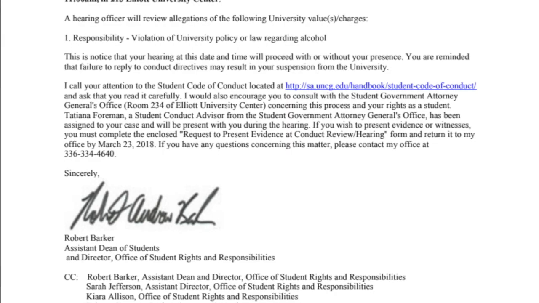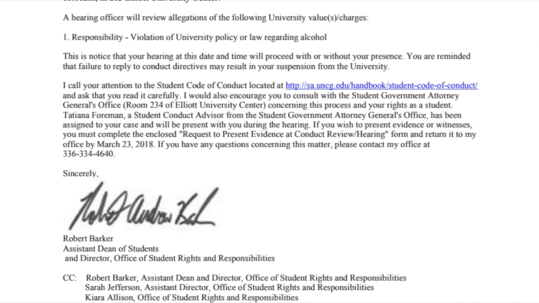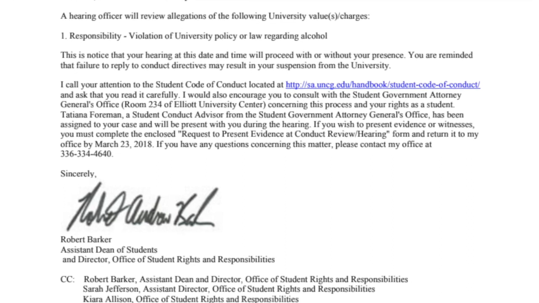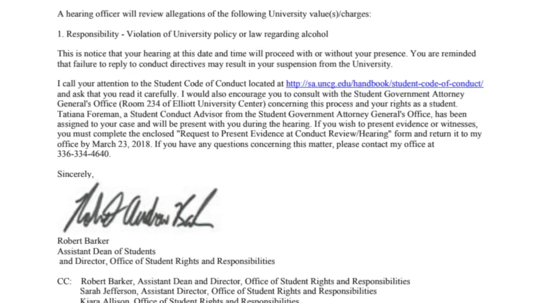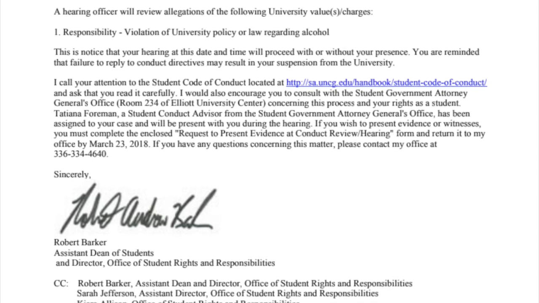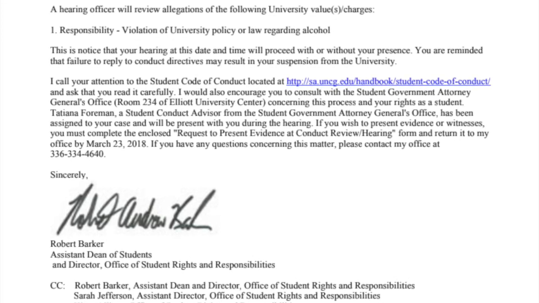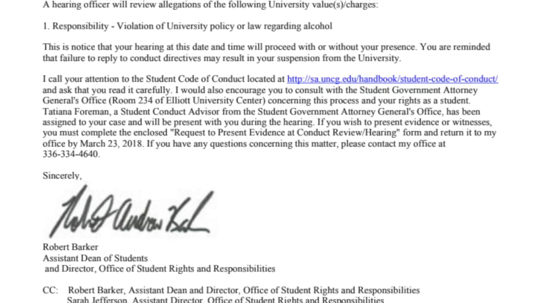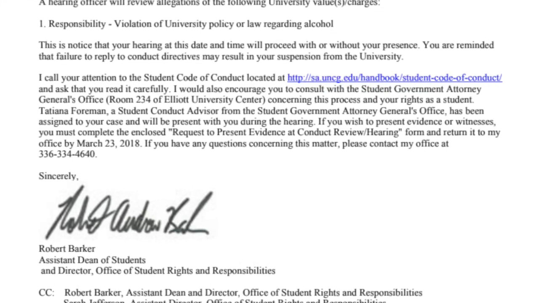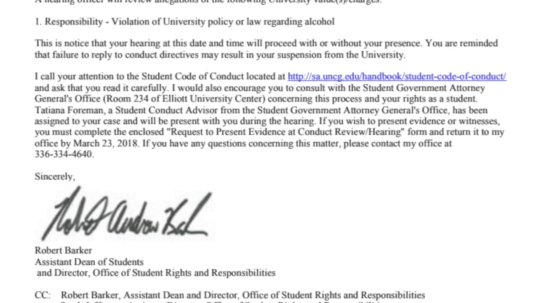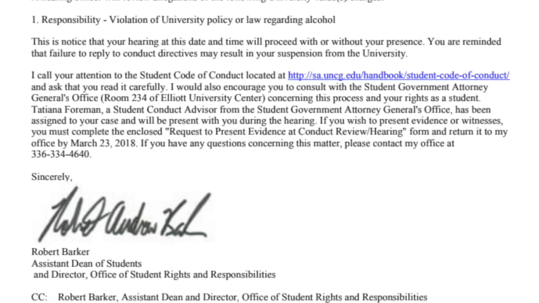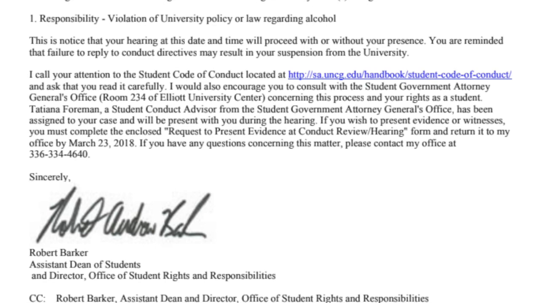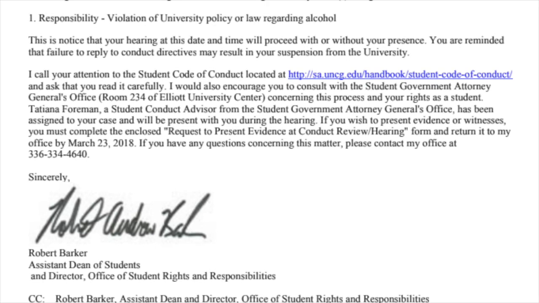Robert Barker, the Assistant Dean and Director of the Office of Student Rights and Responsibilities, will send a second email to the student advisor, student coordinator, attorney general, remaining staff of OSRR, and the student. This email is to inform the student who will be assisting them during their process, their preparation deadline, and when and where their hearing will be held.